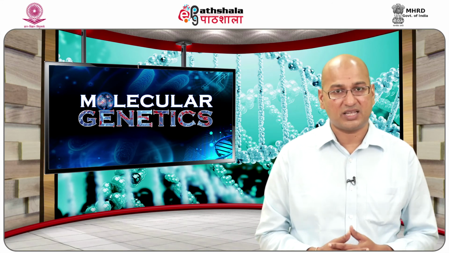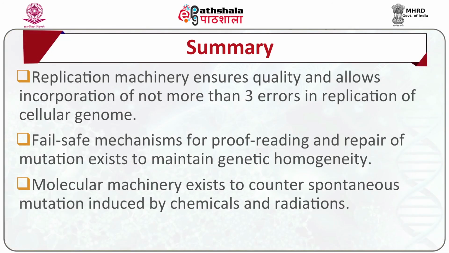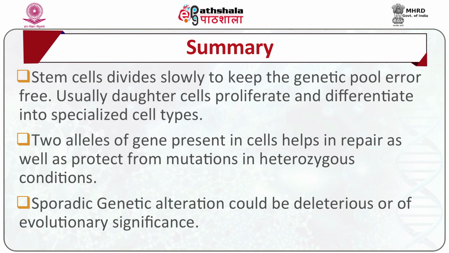In summary, the replication machinery ensures quality and allows incorporation of not more than 3 errors in replication of the cellular genome. Fail-safe mechanisms for proofreading and repair of mutation exist to maintain genetic homogeneity. Cells also have dedicated molecular machinery to counter spontaneous mutation induced by chemicals and radiation. As a unique adaptation, stem cells divide slowly to keep the genetic pool error-free. Usually, daughter cells proliferate and differentiate into specialized cell types.